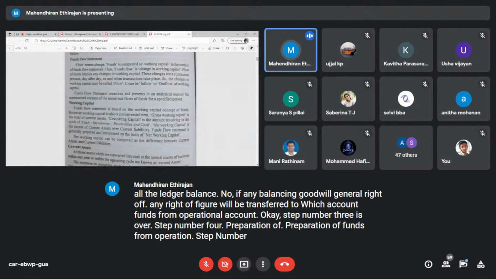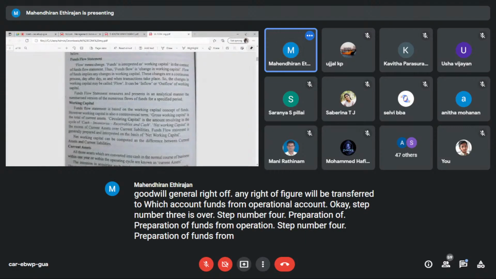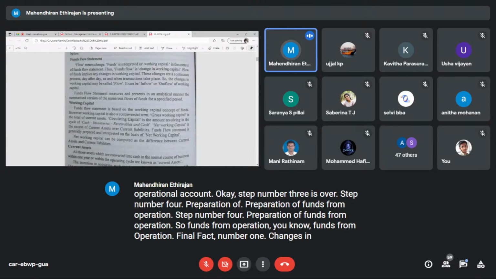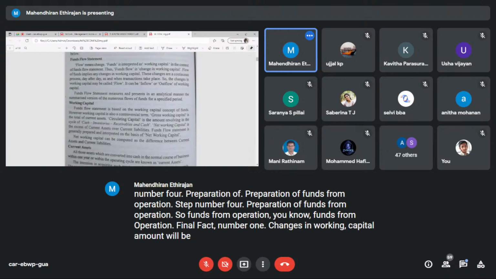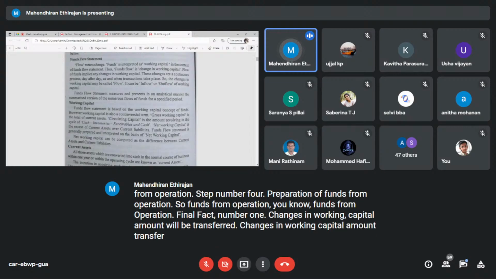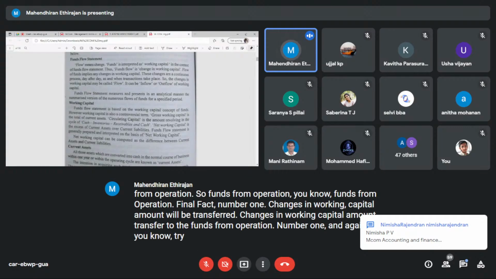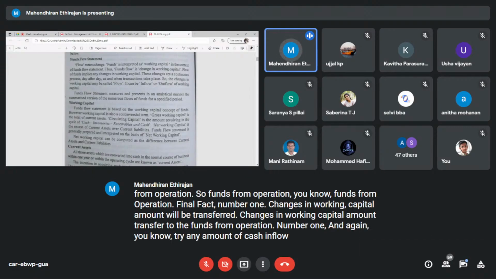Step number 4, preparation of funds from operation. Point number 1: changes in working capital amount will be transferred to the funds from operation. And again, any amount, cash inflow or outlay, transfer from the funds from operation.